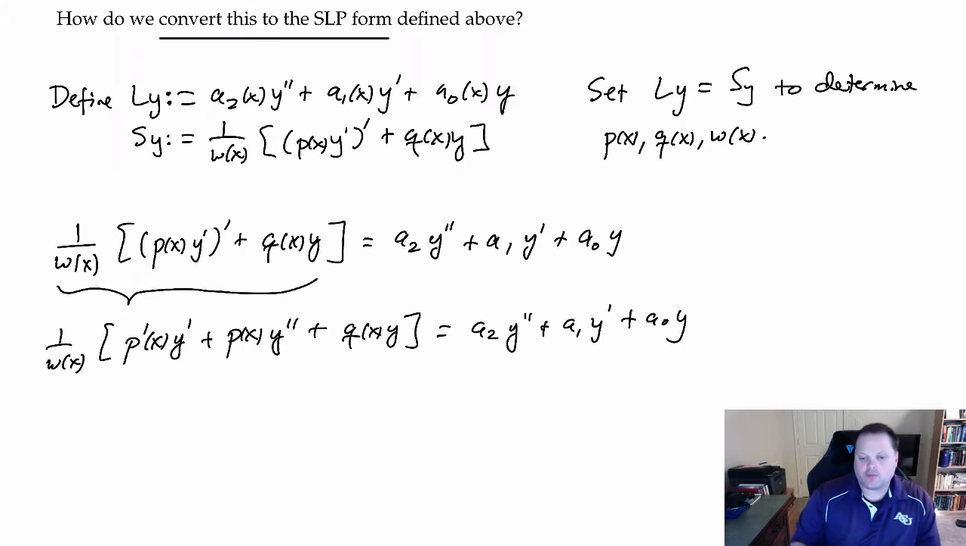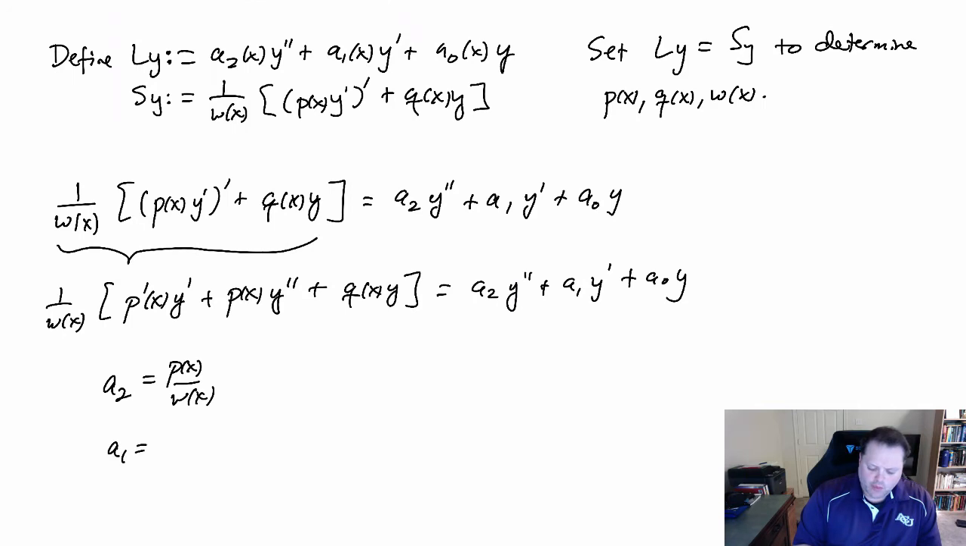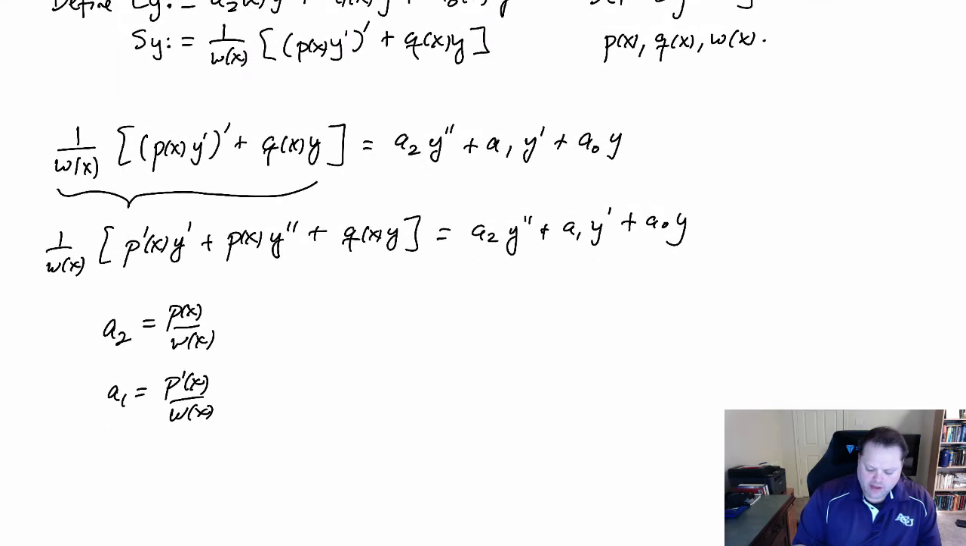And if you look at both sides and compare coefficients, for instance, the coefficient of y double prime here is p of x divided by w of x. That has to equal a2. So a2 is p of x divided by w of x. Similarly, a1 is p prime of x divided by w of x. And a0 is q of x divided by w of x. It looks like w of x is playing a huge role here, and in fact it does. I'm more interested in the following, though.